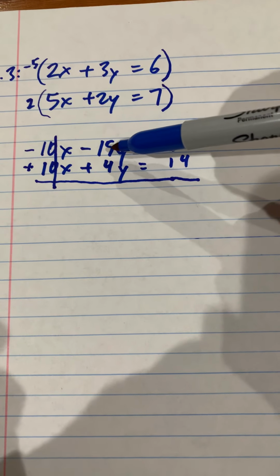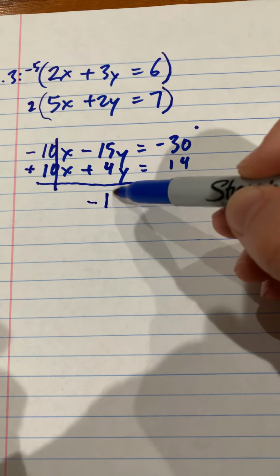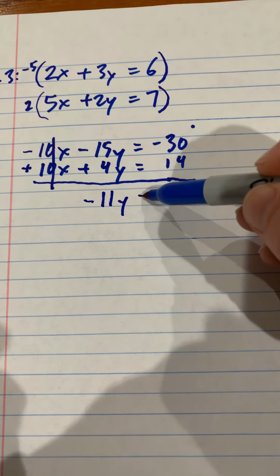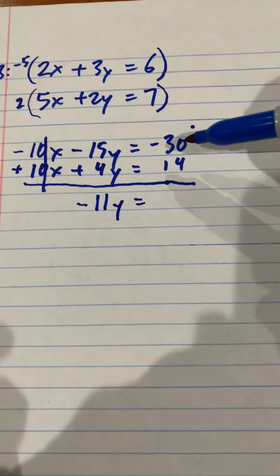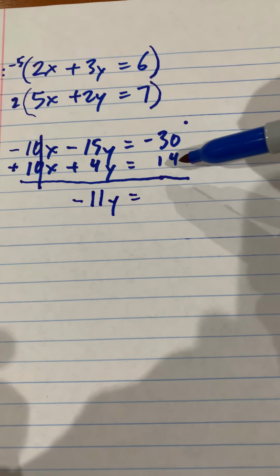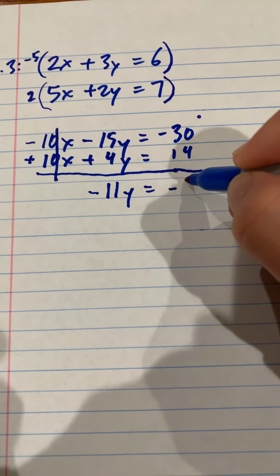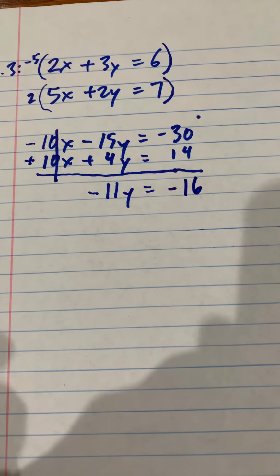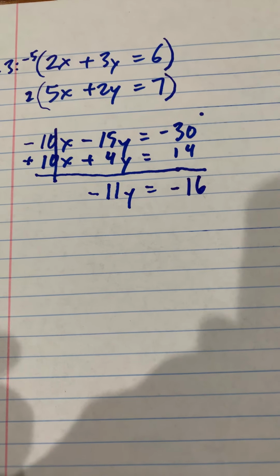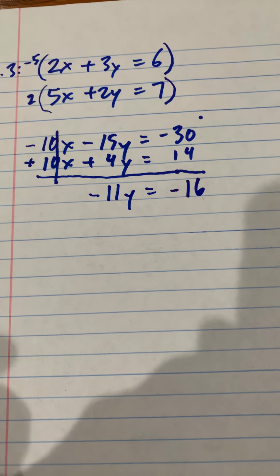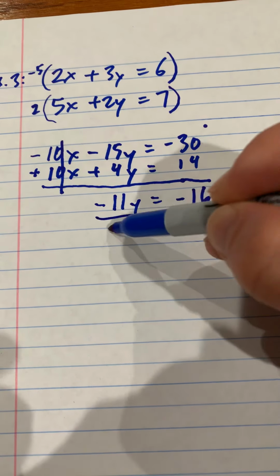All right. Now, what's negative 15y plus 4y? Gives me negative 11y. Okay? And what is negative 30 plus 14? Okay, it gives me negative 16. Okay? So check it, make sure everything's right. All right, everything looks right to me. Okay, so we're going to divide everything by negative 11.